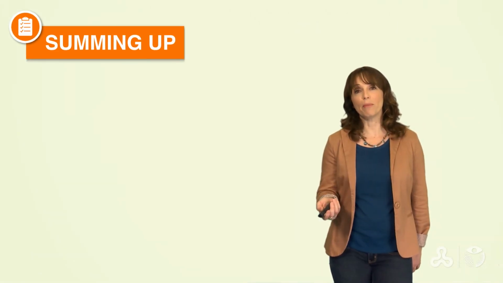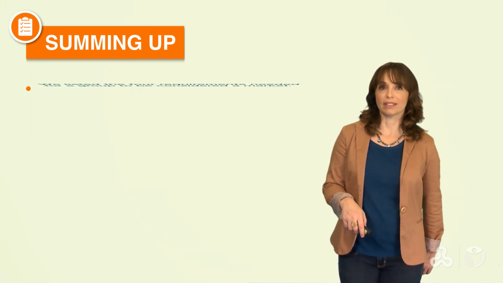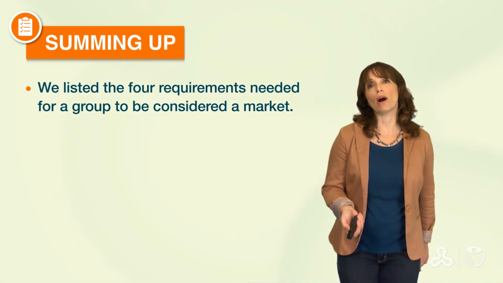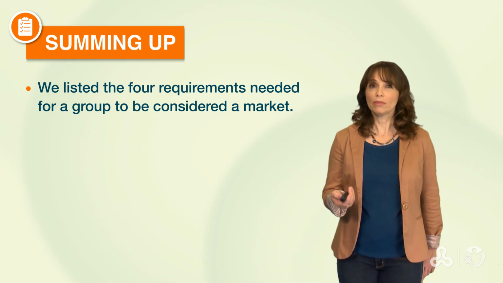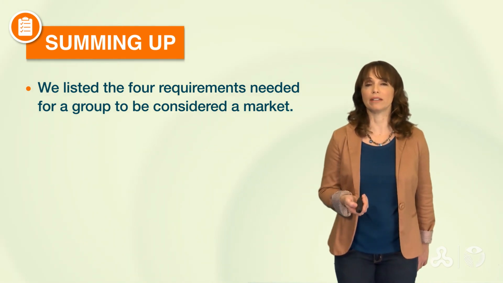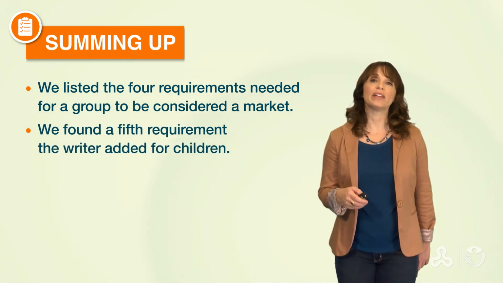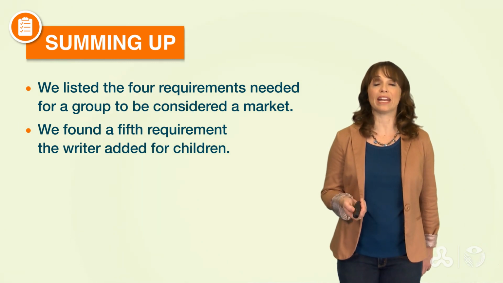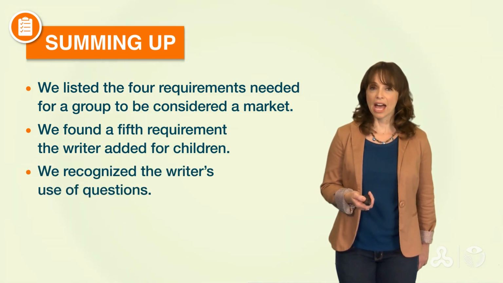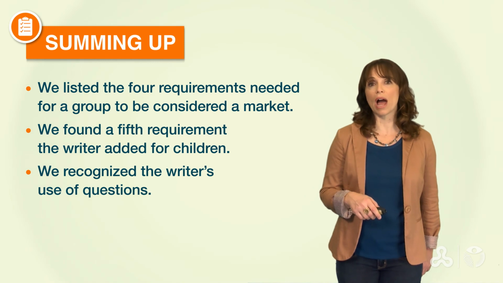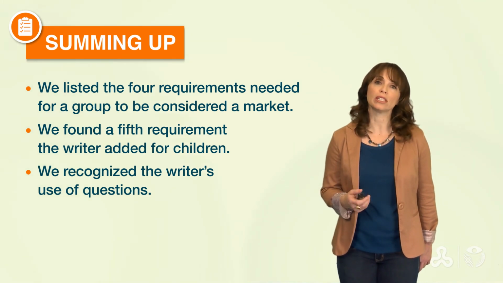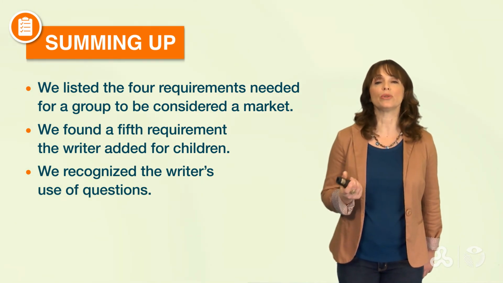So let's sum up what we did until this point. We found the 4 requirements needed for a group to be considered a market. We also found a 5th requirement the writer added for children. And we also looked at how writers use questions to raise important issues in the text.